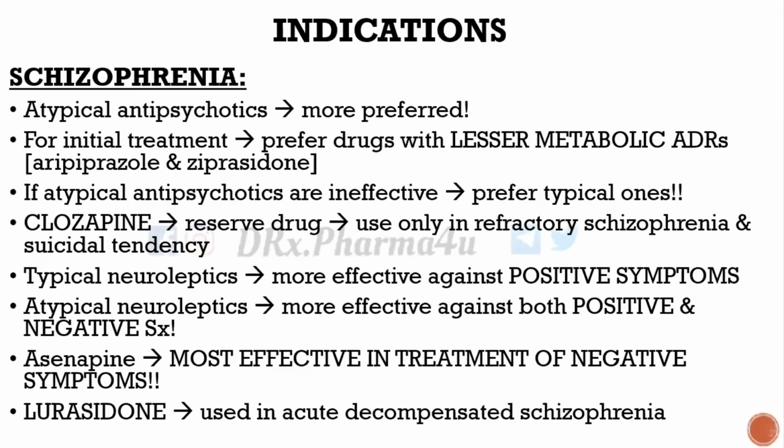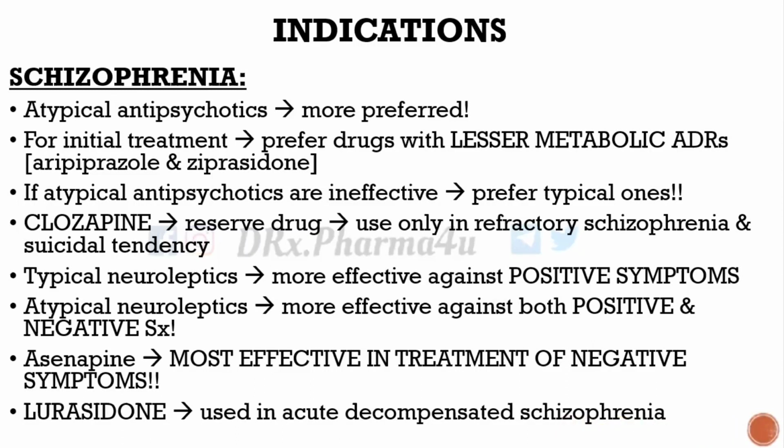Now we come to the uses of antipsychotics. Atypical antipsychotics are more preferred, as I showed you in the guideline before. If you want initial treatment, we usually prefer drugs with lesser metabolic side effects, for example, aripiprazole and ziprasidone. Obviously, if you are using ziprasidone, you have to be careful if the patient has cardiac conduction problems because it has the highest risk of QT prolongation.